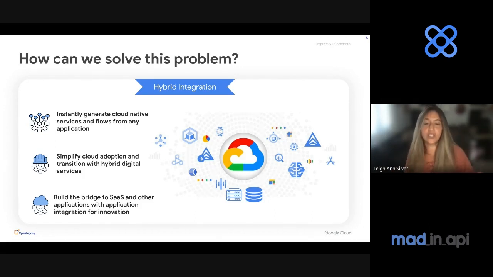So a digital service that on one end is talking to an on-prem legacy backend, and on the other end, talking to an innovative new application. From that combination, you can generate a new digital offering. And lastly, you build bridges to other software applications, other SaaS applications via integration.